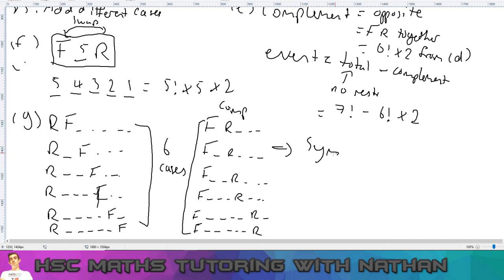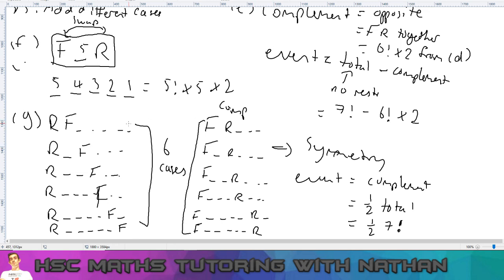So this leads to symmetry, which means the event equals the complement. And if you look up here, the event is total minus complement, so the total is your event plus your complement. That means if the event equals the complement, it's just half the total by symmetry, because they're even. And the total, which we already worked out with no restriction, was 7 factorial. So see how quick that is to find?